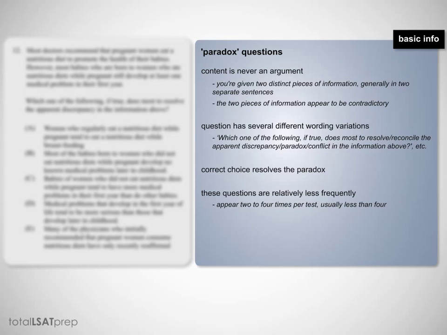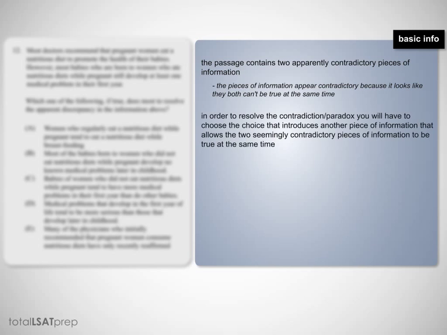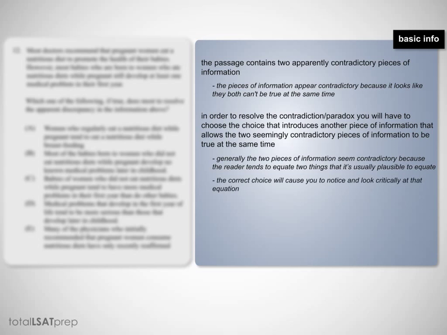So basically, the passage is going to contain two apparently contradictory pieces of information. The pieces of information appear contradictory because it looks like they both can't be true at the same time. In order to resolve this contradiction or paradox, you'll have to choose the choice that introduces another piece of information that allows the two seemingly contradictory pieces of information to be true at the same time. Generally, the two pieces of information seem contradictory because the reader tends to equate two things that it's usually plausible to equate. And the correct choice will cause you to notice and look critically at that equation.